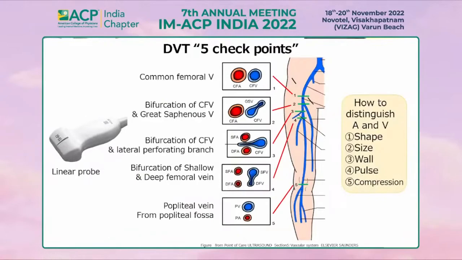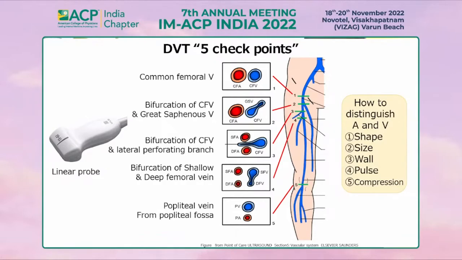Compression test is an easy method to evaluate DVT. A linear probe is used to compress veins of five regions from the groin to the popliteal fossa. If the veins completely collapse by compression test, there is no DVT. DVT evaluation with POCUS is limited to the groin to popliteal fossa, as thrombi below the knee are not a risk for pulmonary embolism.